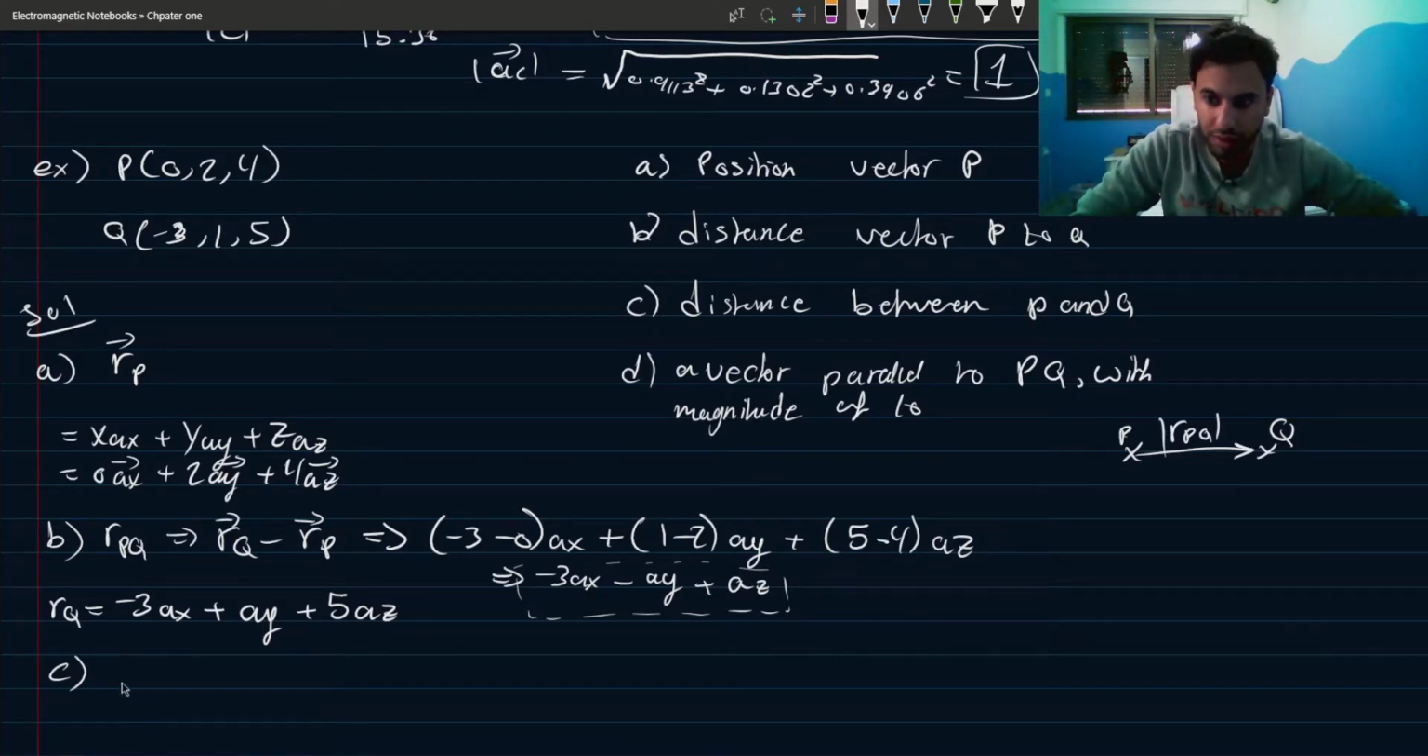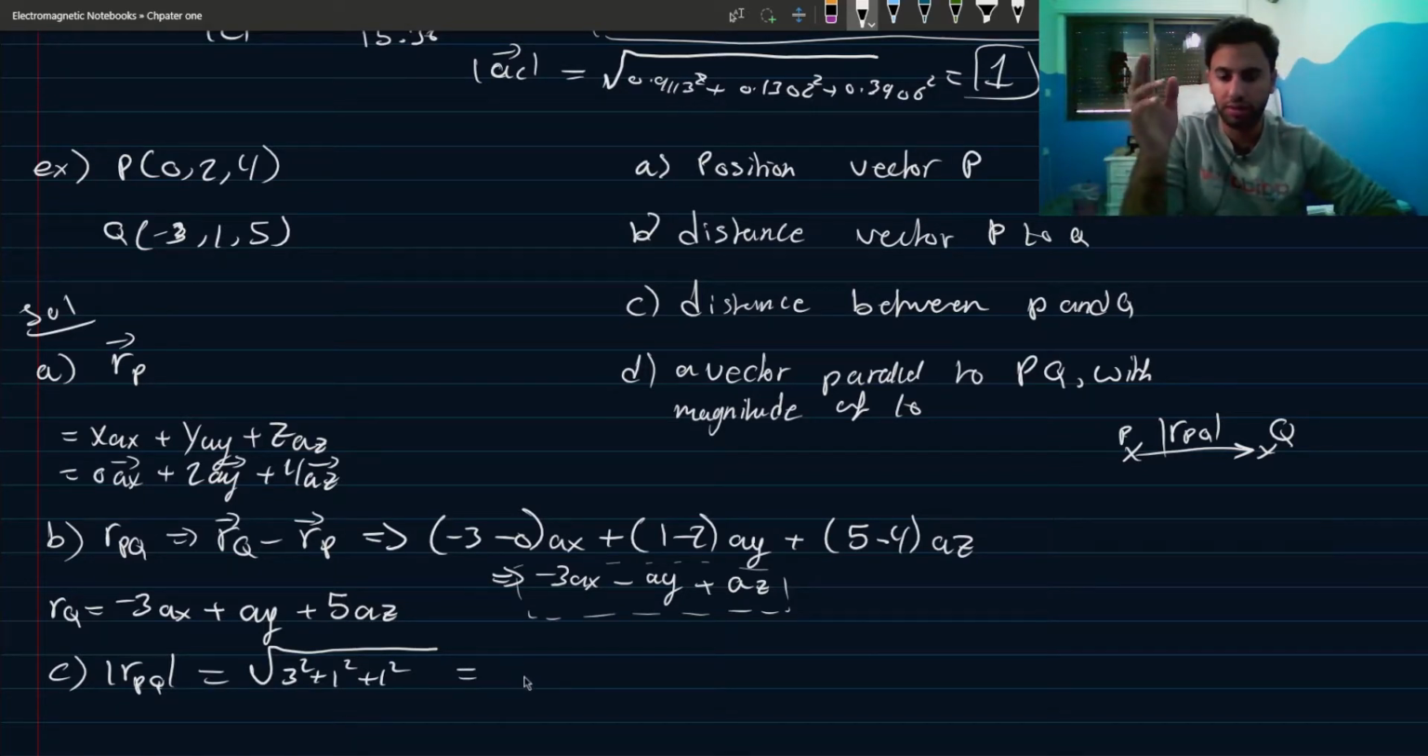So the distance R_PQ will be equal to the square root of 3 squared plus 1 squared plus 1 squared. That is 9, 10, 11, square root of 11. That is a weird one.